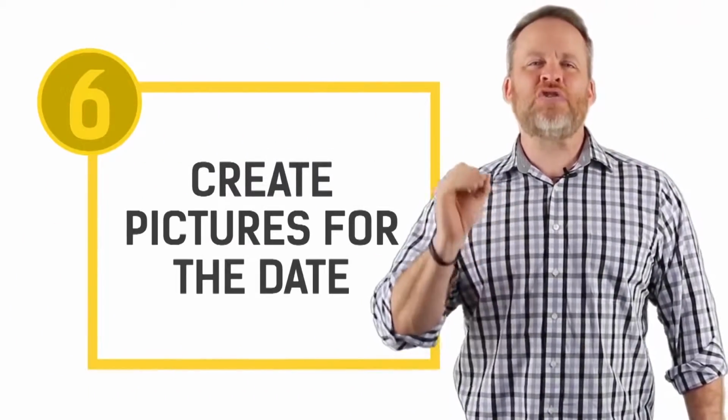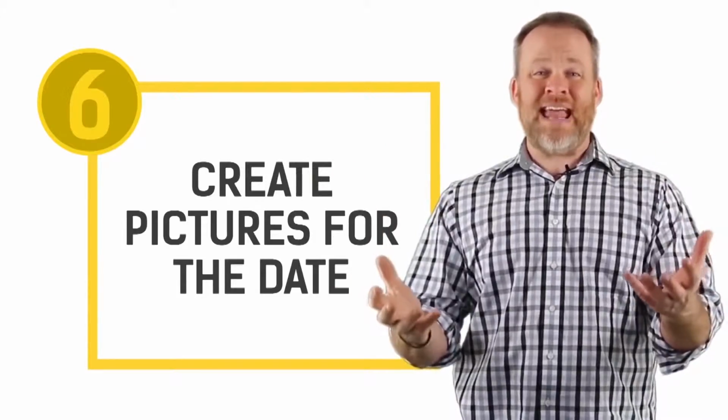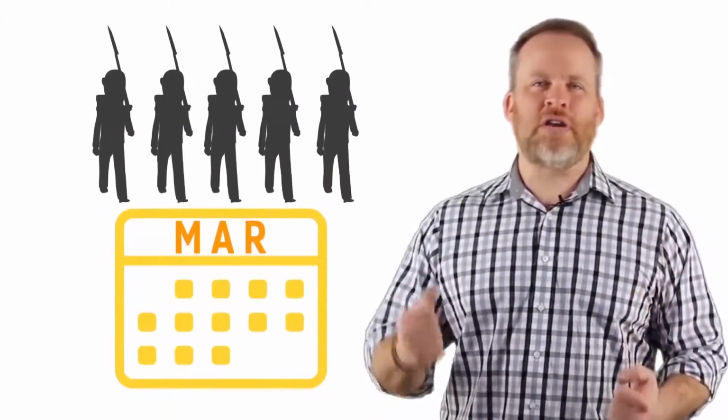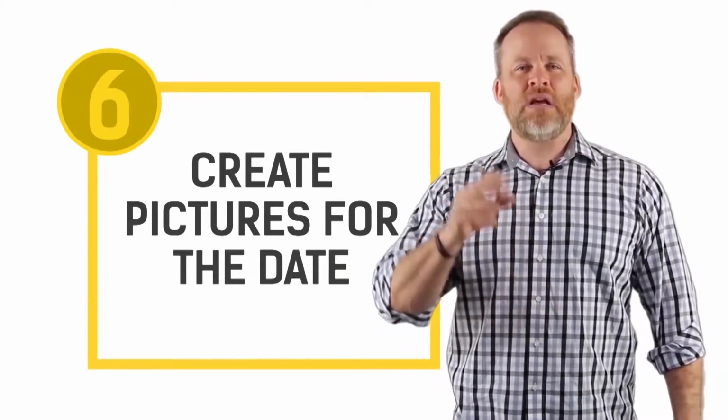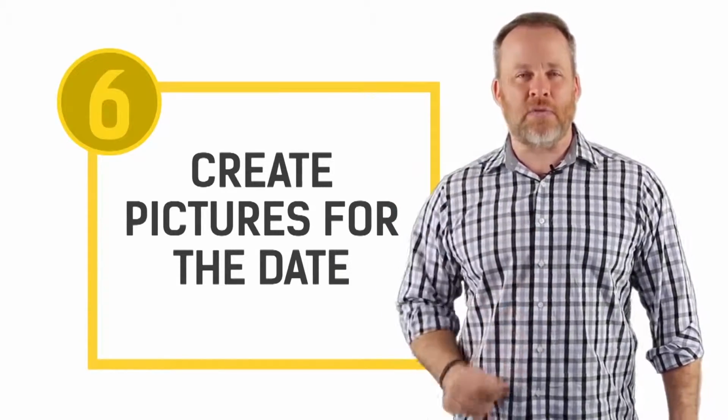If you want to remember dates, like you're reading a history book, there is an optional 6th step. To remember dates, you need to create pictures for the date. For example, maybe you use a Cupid for Valentine's Day, for February. For March, you might use soldiers marching to remember the month of March. April showers to remember the month of April. So that's an optional 6th step, creating pictures for the months to remember important dates if you're reading a history book.